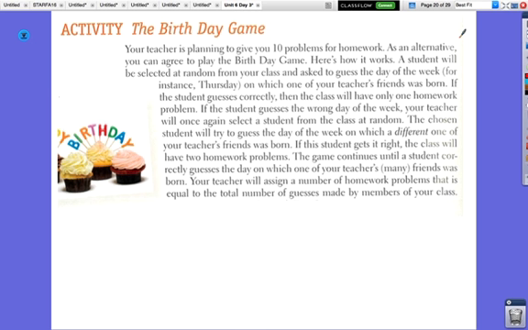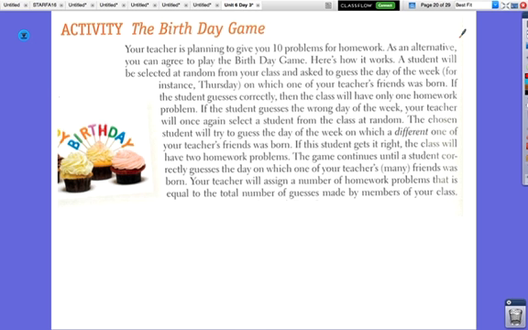Alright, so I'm going to set up this activity, the birthday game, and then you'll see that again later in an example that's coming up. So it says your teacher is planning to give you 10 problems for homework. As an alternative, you can agree to play the birthday game. Here's how it works. A student will be selected at random from your class and asked to guess the day of the week, for instance Thursday, on which one of your teacher's friends was born.